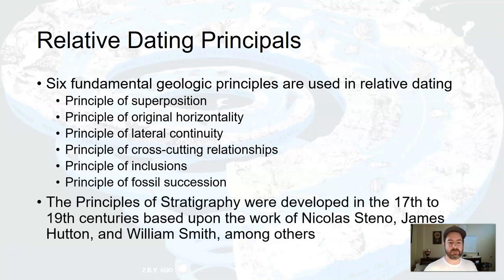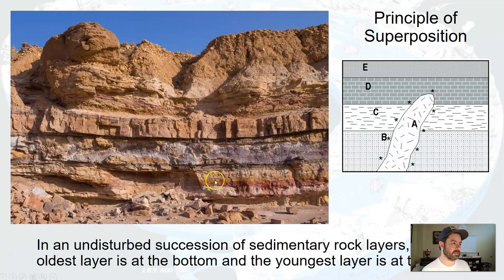Now, these principles of stratigraphy were developed in the 17th to 19th centuries. That's the 1600s to the 1800s. By the work of such famous geologists as Nicholas Steno, who came up with the first three; James Hutton, whose name you'll hear come up a number of times, who came up with cross-cutting relationships; and William Smith, who developed the first geologic map, which we looked at examples of in Lab 3, amongst many others. So, what do these six principles look like in reality, and how can we date things relatively?